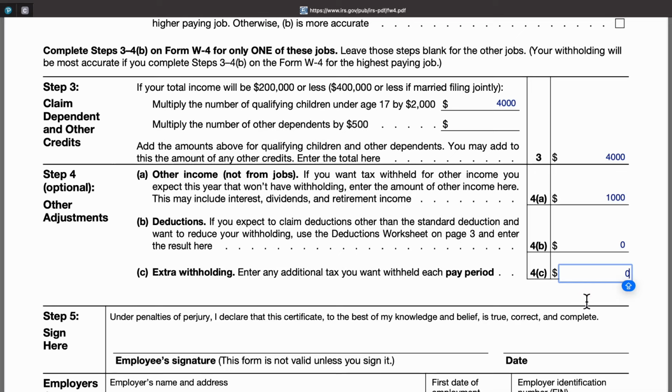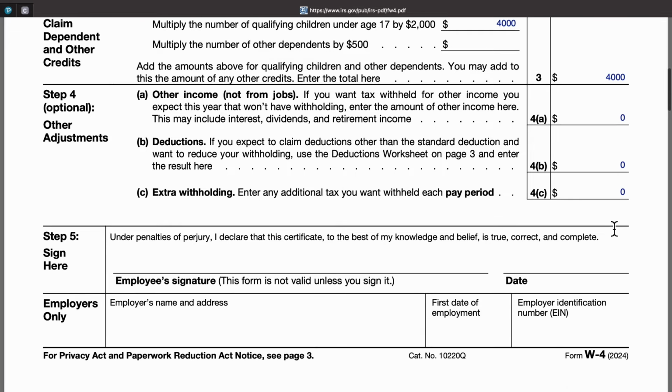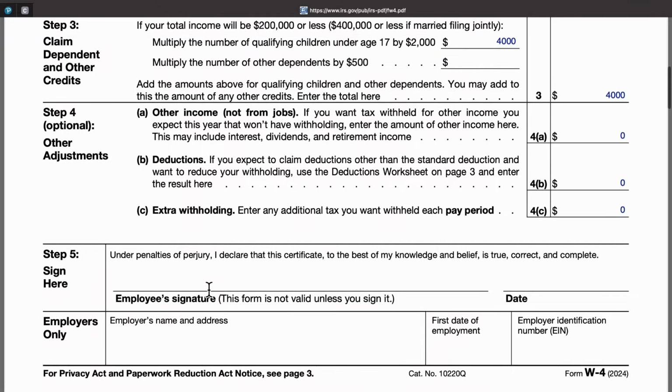Now, this one here is for deductions. If you expect to claim deductions other than the standard deduction and want to reduce your withholding, use the deductions worksheet on page 3. Listen, this is not common, okay? A lot of people want to claim deductions on their W4. But for my purposes, let me go ahead and erase this because we just want to keep it simple and we want to keep it straight to the point. That's literally all you have to do, you guys.